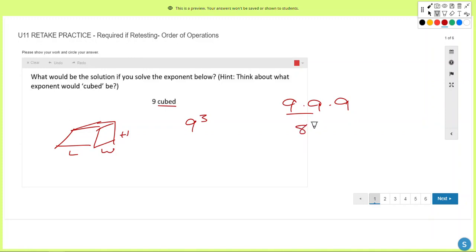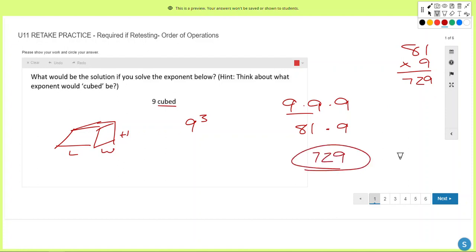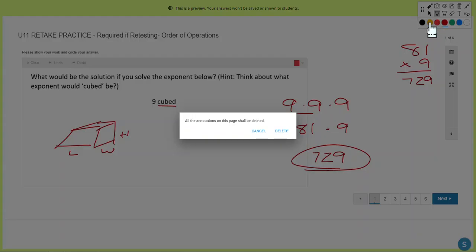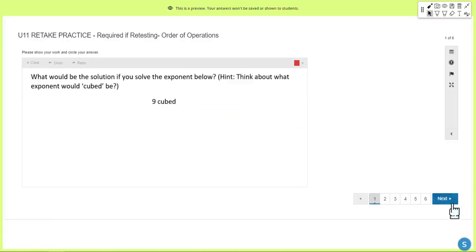I know 9 times 9 is 81, but then I have to again multiply it by that 9, and I don't know what that is, so I'm going to write it out to the side. 81 times 9. 9 times 1 is 9. 8 times 9 is 72. So I get 729 for my solution for that problem. So that's problem number 1.